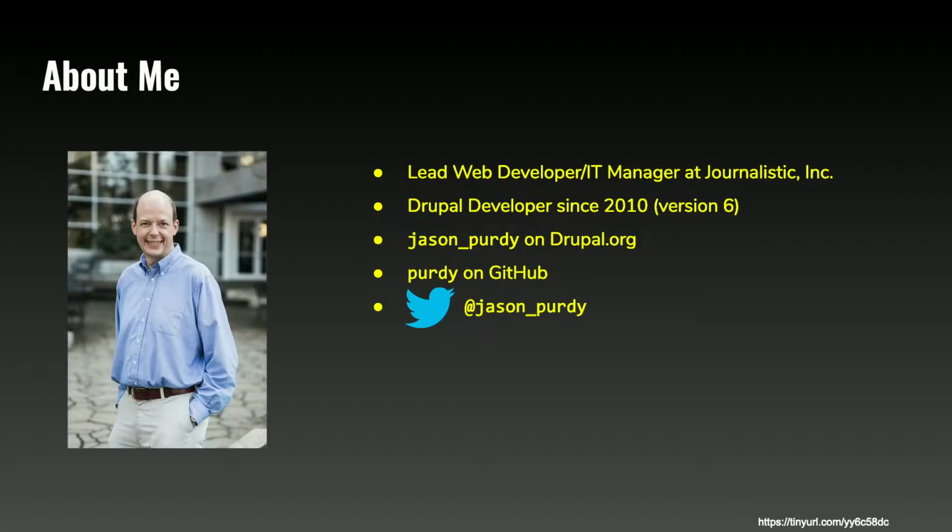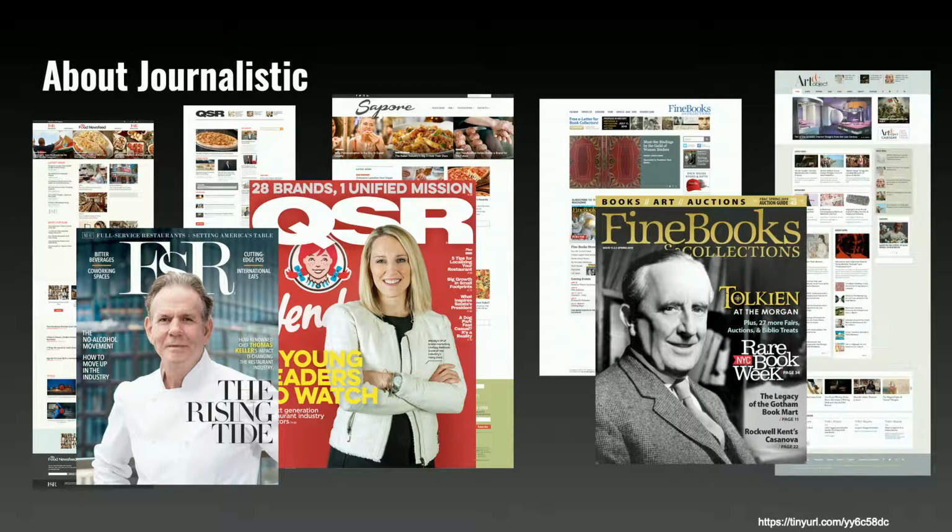So this is me. I'm Jason Purdy. I'm the IT manager and lead web developer from Journalistic. Journalistic is a publishing company, mostly trade publications for the food service industry. We also have a consumer publication for book collectors and an online-only publication for art collectors.